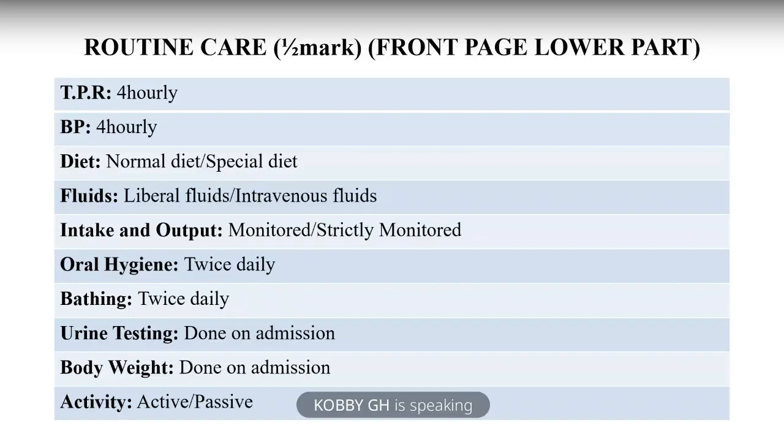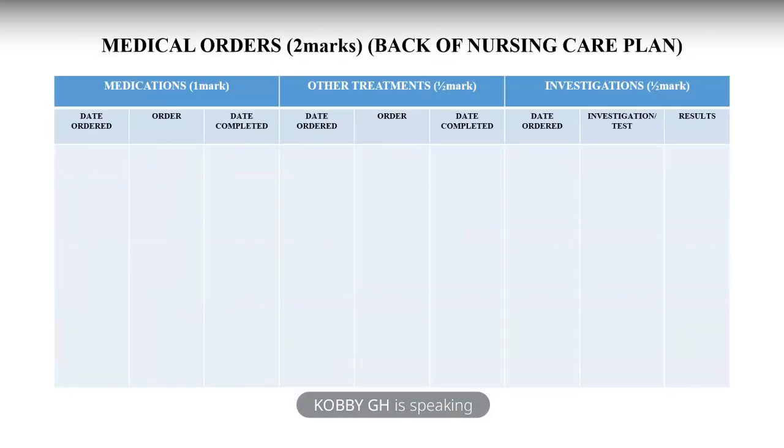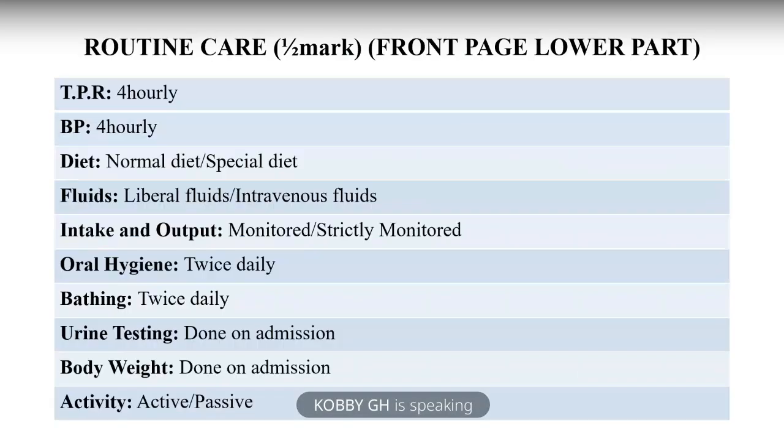Okay, there are some areas you are just going to copy. Those are the ones you attempt first, because if you attempt the others first, you will think you definitely won't finish the care plan. So routine care, straight, sharp. You write the routine care, you are done. You don't leave any space unwritten.